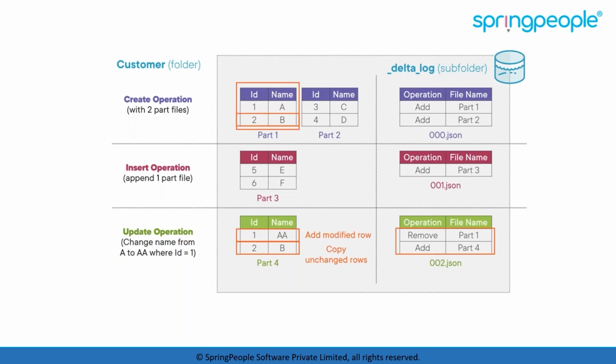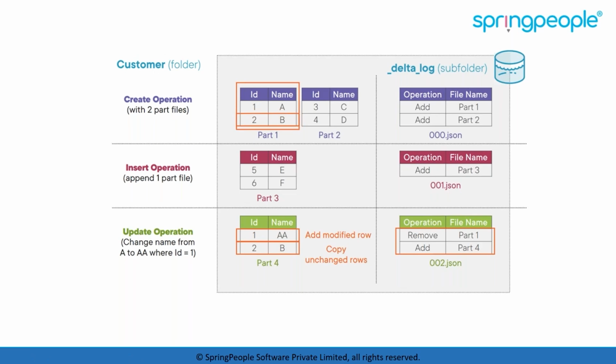Okay, so whenever I'm going to create two part files, for example, I have information being stored for a table. I'm dividing this information into multiple parts, ID and name, and I store part one, part two, and in the log file, it will record the information like this. Add a new partition and add another partition, part one and part two, and a JSON file is created with this information.